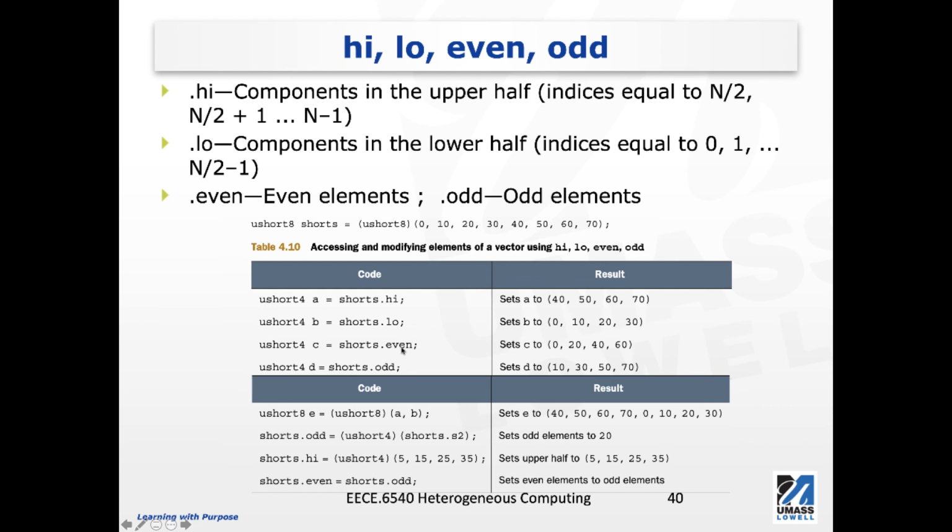For even, we're referring to the elements whose indices are even numbers. So this will be index 0, index 2, index 4, index 6. We're retrieving these 4 elements from the original vector, so the values 0, 20, 40, 60 will be assigned to this new vector C. Likewise, we can use odd, high, even, these methods to index a subset of elements in this vector and update them with new values.